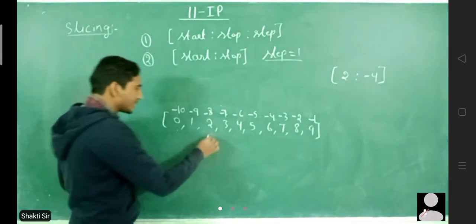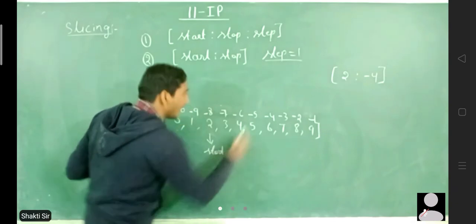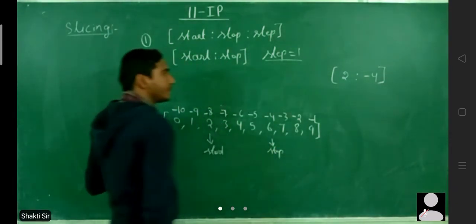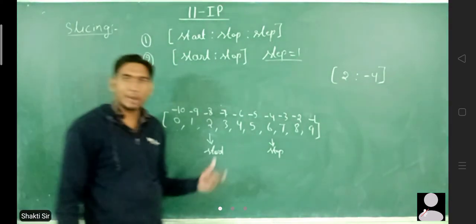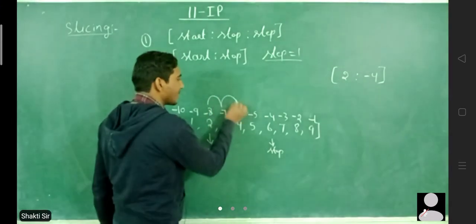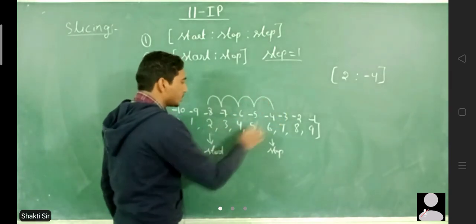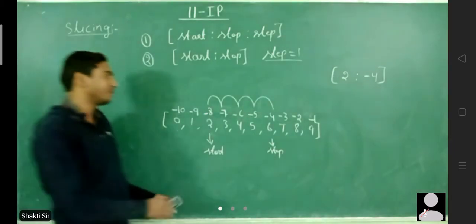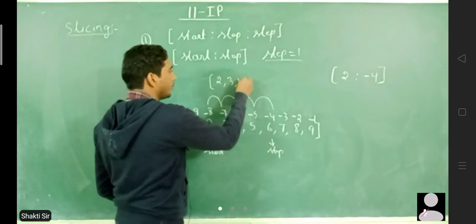Why? Because this is your start and this is your stop. ये आपका स्टार्ट है और ये आपका स्टॉप है, and the value of step will be 1 by default. So you are starting from here taking one step, and this will not be included, so 2 3 4 5 will be our answer. ठीक है, 2 3 4 and 5.